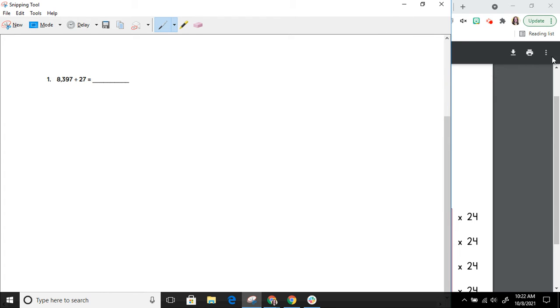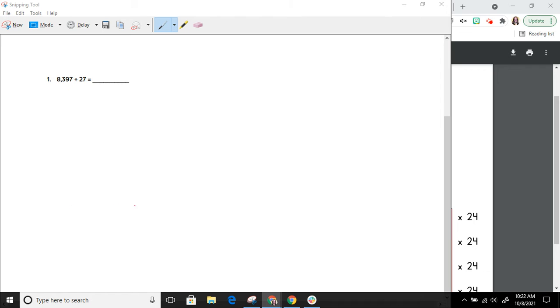All right, so now that you have your sheet where you're going to do your work, we're going to start by looking at number 1, which is 8,397 divided by 27. Now, to use the partial quotient strategy, the first thing we're going to do is find multiplication facts that we can do mentally.